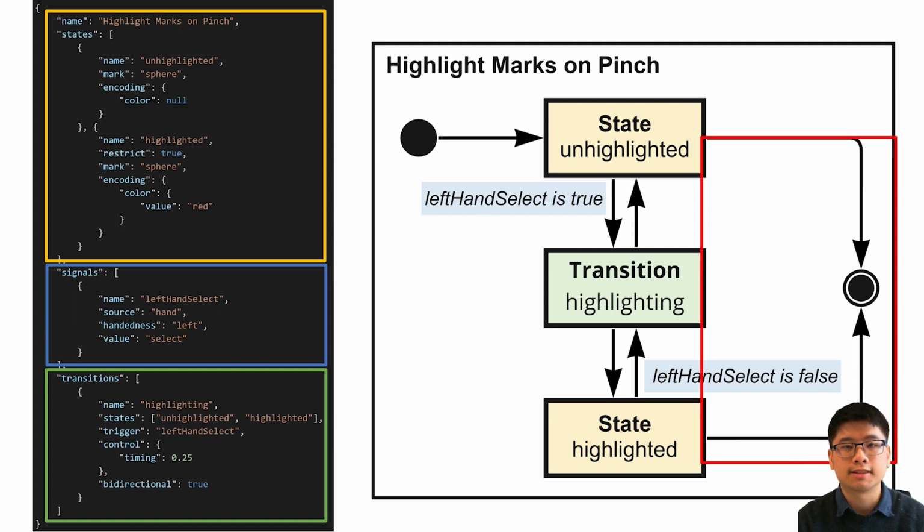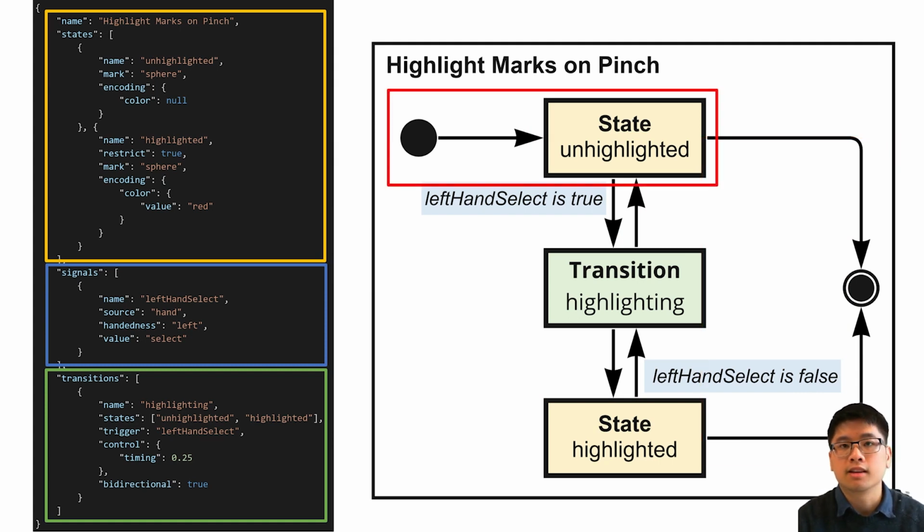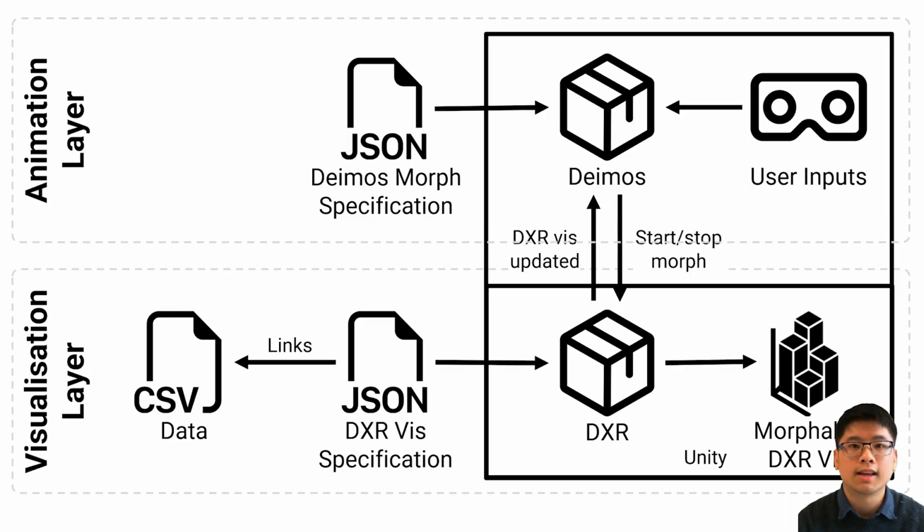If at any point the DXR visualization specification is modified outside of this morph, such as through a GUI, it leaves the state machine. It may then immediately re-enter if it matches the unhighlighted state again. If it doesn't match, then it simply doesn't re-enter. And that is at its simplest how the Deimos grammar works. It listens for changes to visualizations and applies morphs to visualizations based off user inputs.